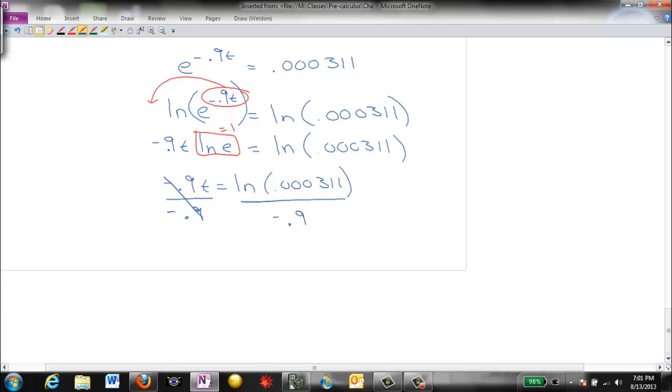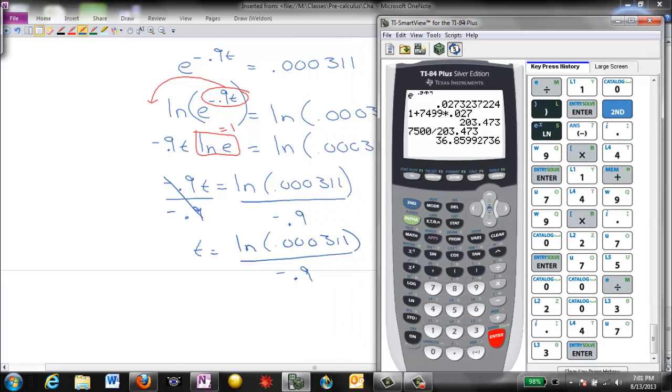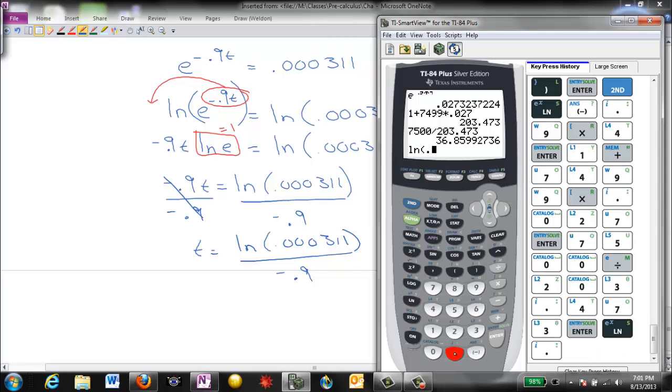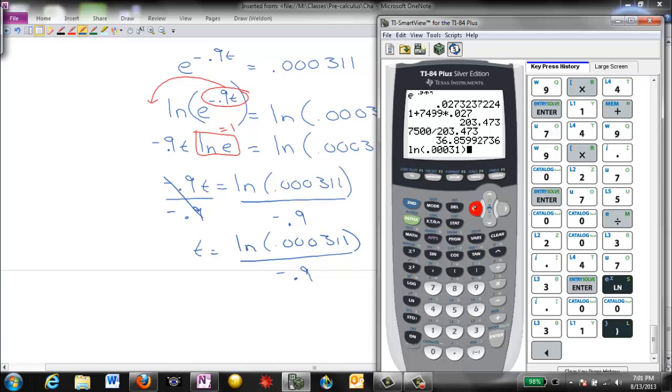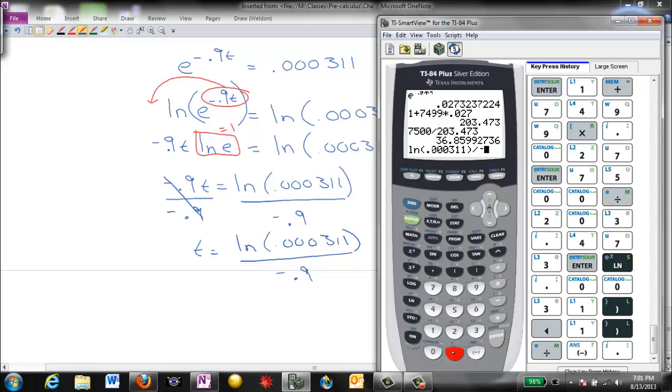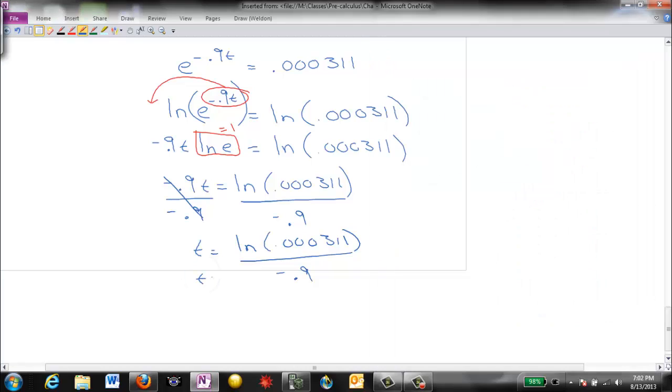Okay, so those will cancel, and we find that t is going to be equal to the natural log of 0.000311 over negative 0.9. And we'll go ahead and pull up the calculator here and figure out what that is. Okay, so we have the natural log of 0.000311 divided by negative 0.9. And we'll go ahead and hit enter, and we get 8.97, right? So t equals 8.97 days.